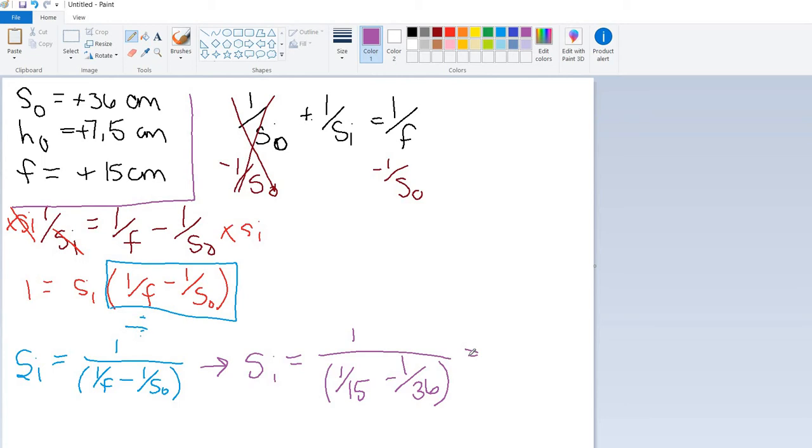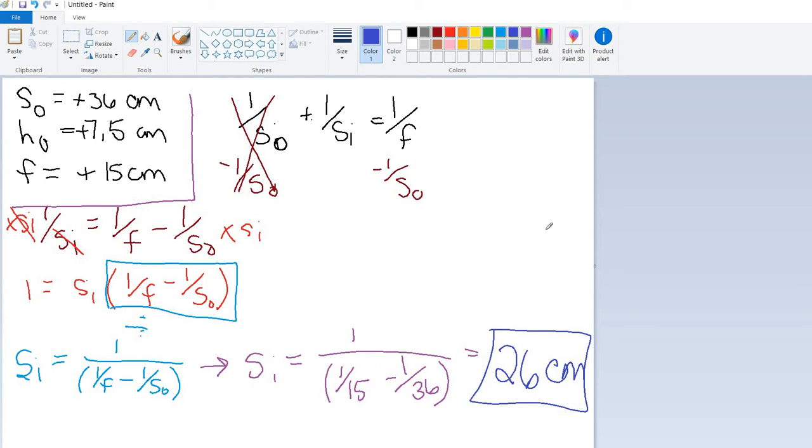Ultimately, if you go through the problem, you should get an answer of roughly maybe 25.6 or 26 centimeters if you were to calculate this out. I tend to round up, so I said it was 26 centimeters roughly for my image distance. And that's one of the calculated answers that we need in order to do step 5.